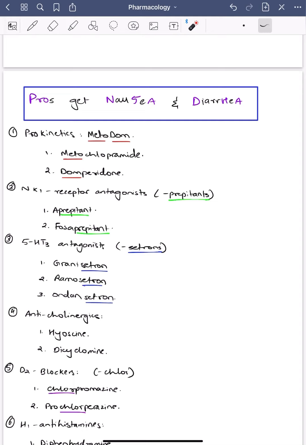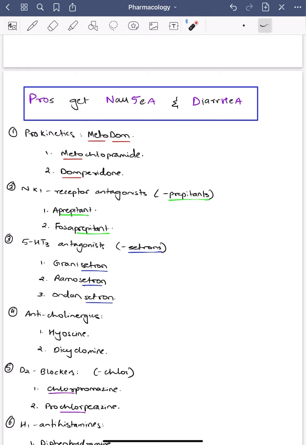The third class is S, which is modified into 5. So we have 5-HT3 antagonists, and these drugs end with the term setrons. So we have granisetron, ramosetron and ondansetron. So these are the 5-HT3 antagonists. So remember, granisetron, ramosetron and ondansetron. The fourth class of drugs is anticholinergics, examples of which are hyoscine and dicyclomine.